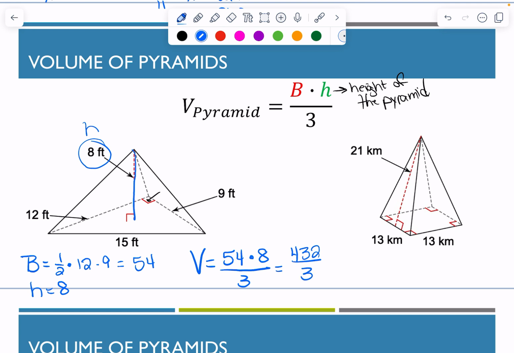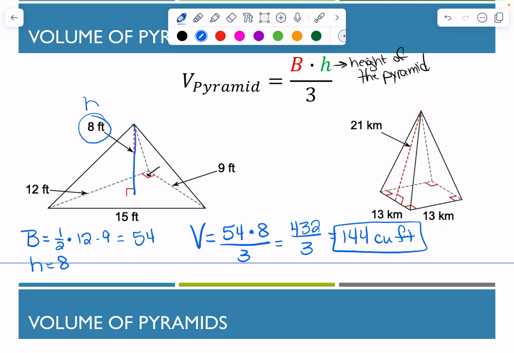I'm going to divide that by 3, and we end up with 144 cubic feet. Okay, and that's how we do that process. Now, I'm going to give you a second to finish writing that down before I move to the second one, because we're going to have to do a little bit more work, so I'm going to need to erase that to have enough room to continue.